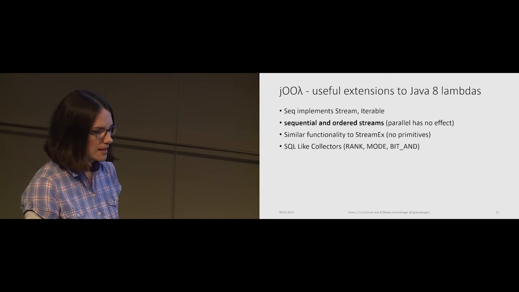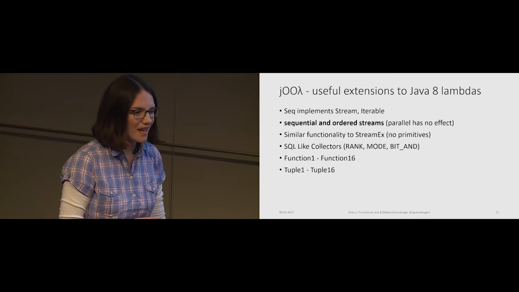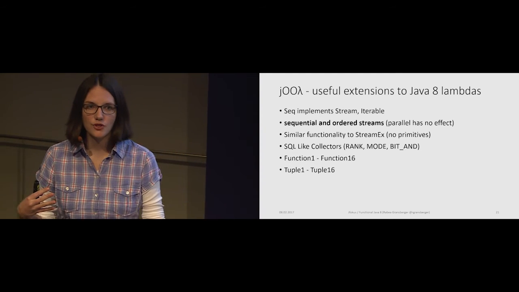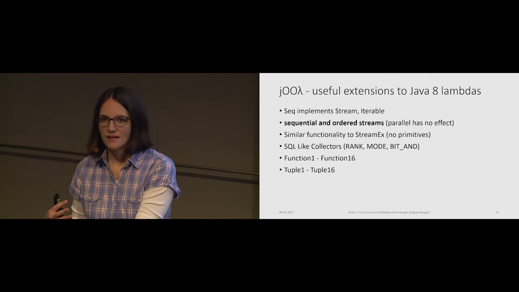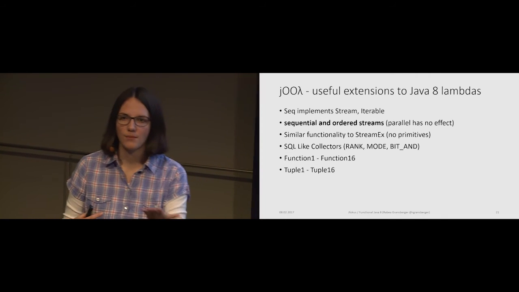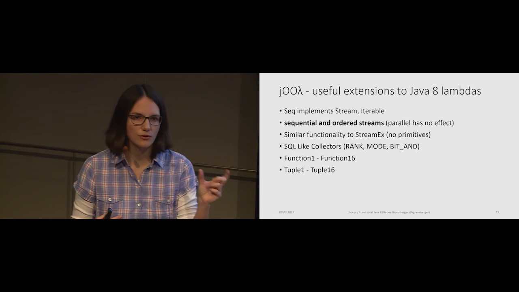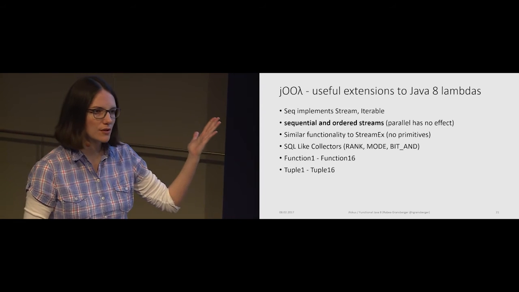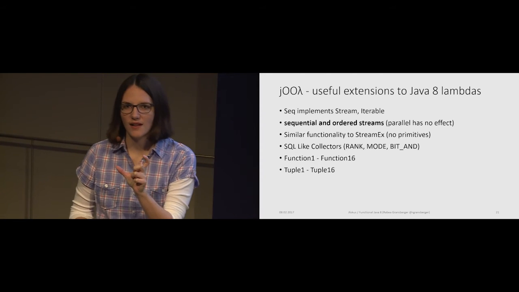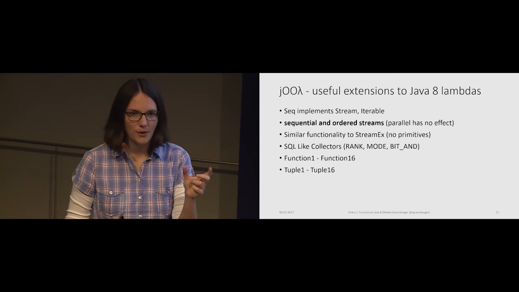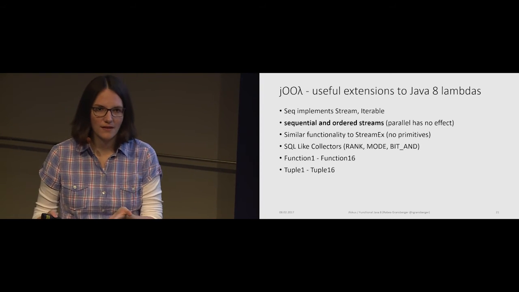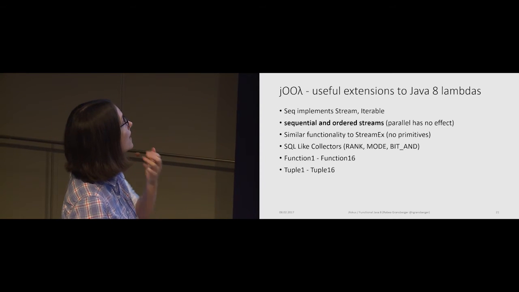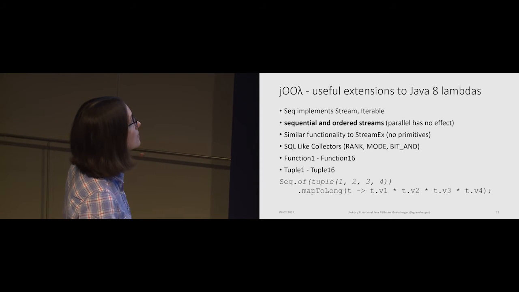So we have all these SQL-like collectors like rank and mode, and it also has some more additions to the functions. So it has interfaces from Function1 to Function16. So in Java, you only have Function and BiFunction, so you can have up to 2 parameters. If you need some more parameters to be passed in, this is really nice, and it also has tuples for 1 to 16 values. What we can do in Java is just use a list for that, but then it doesn't tell us how many values are in there, right? It's really hard for a library which calls us to find out how many elements are in there. So this is much more expressive.